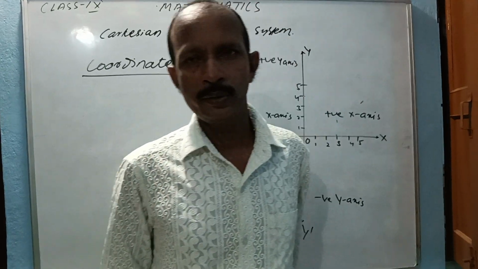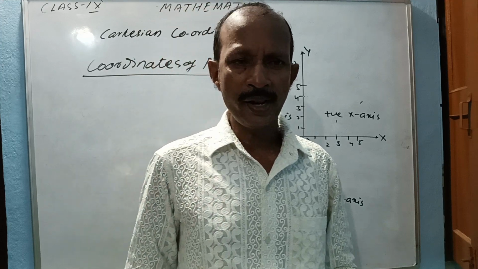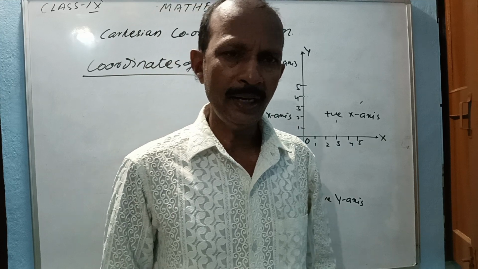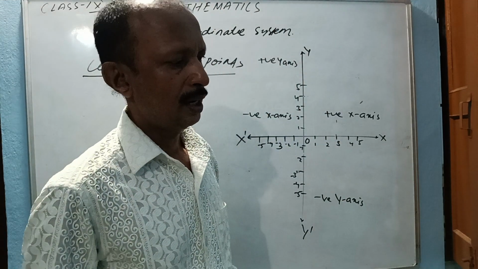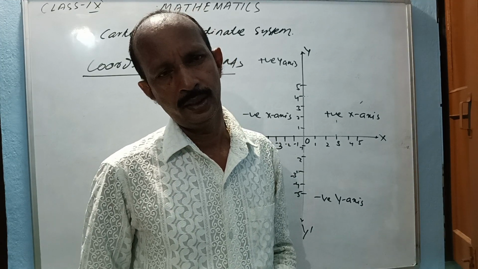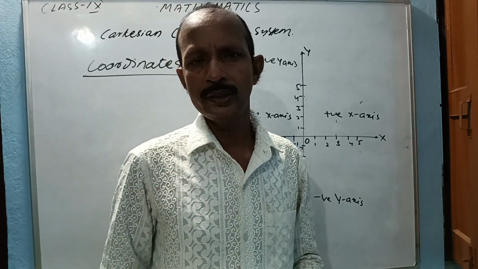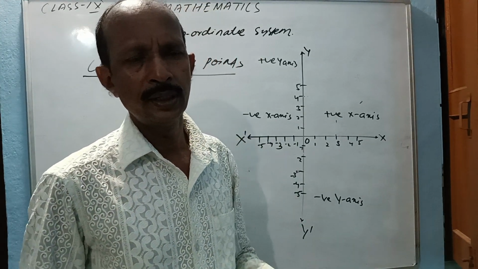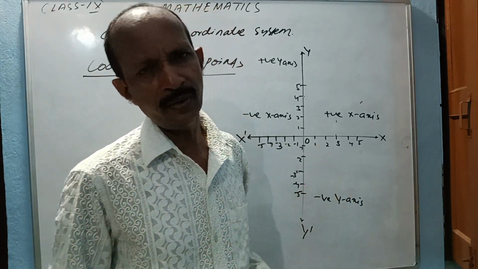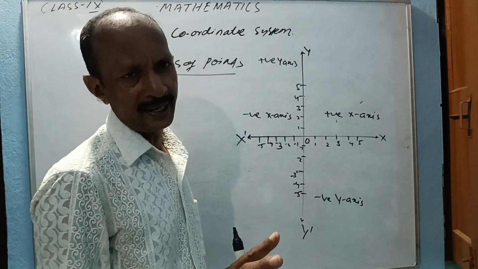In my previous video, I gave the introduction of coordinate geometry. There also I explained the dependent and independent variables. At the same time, to some extent I said what is coordinate system. Coordinate system means the system which consists of x-axis, y-axis and the origin. Here the x-axis and y-axis are called the coordinate axes. Okay.